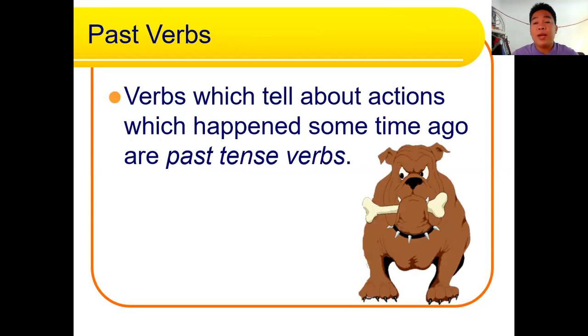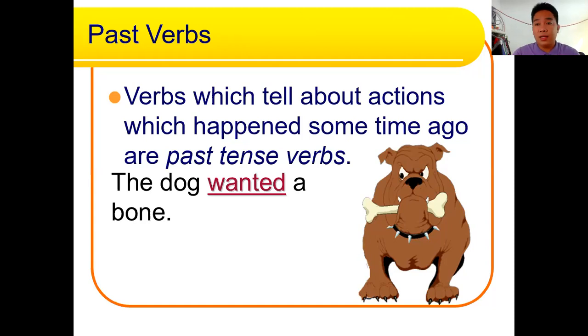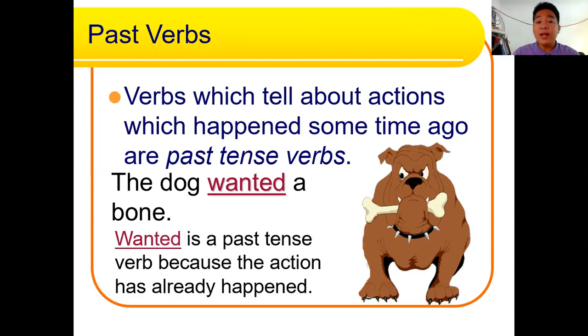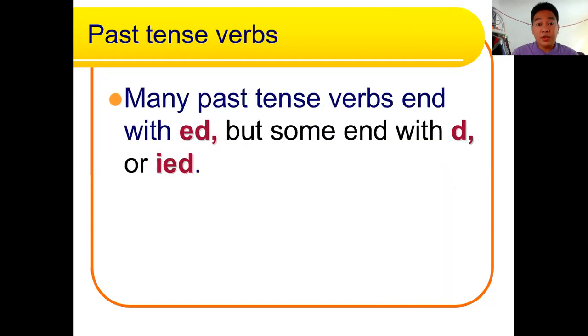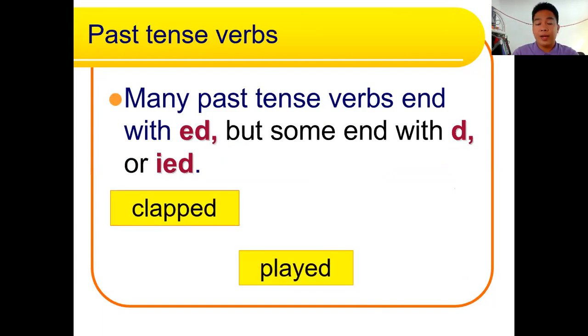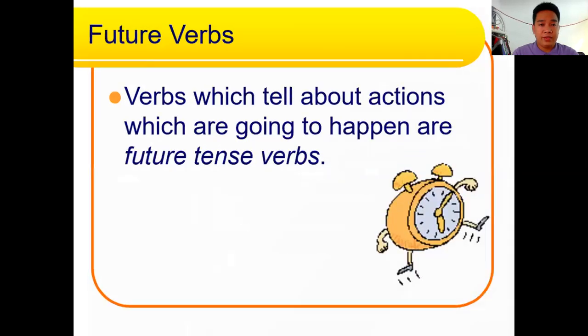Okay, the actions happened in the past. For example, the dog wanted a bone. So wanted is a past tense verb because the action has already happened. That's the way you identify the past tense of the verb. The verbs end with ed, but some with d or ied. For example, clapped, played, cried. So these are examples of the past tense of verbs.